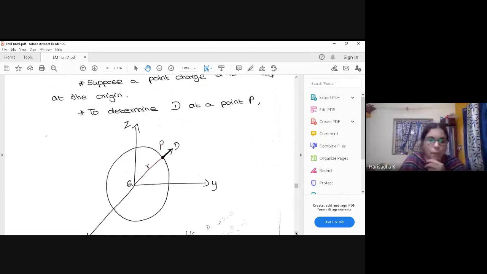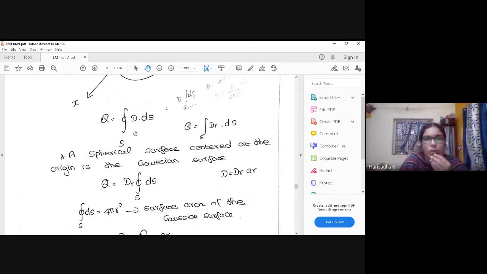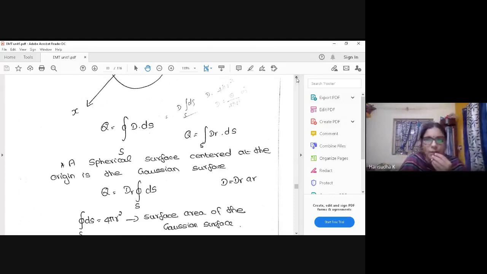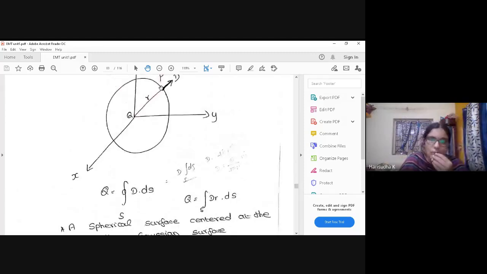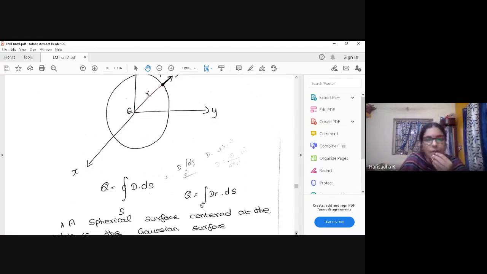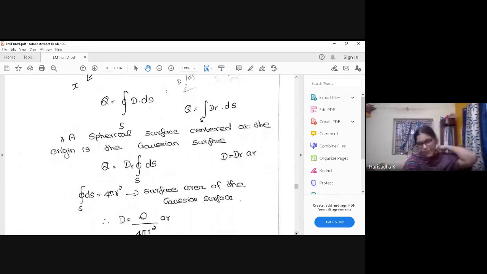Okay, now we know that Q is equal to integral D dot dS. In the place of D, I have replaced with Dr, in the sense the flux density with respect to the radius r. Why with respect to radius r? Because I have taken a point P over here, and from the center to the point P I have assumed the radius r. That's why I have put a suffix r over here, Dr. A spherical surface centered at the origin is the Gaussian surface. So the sphere is the Gaussian surface.